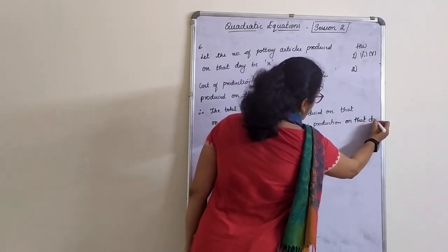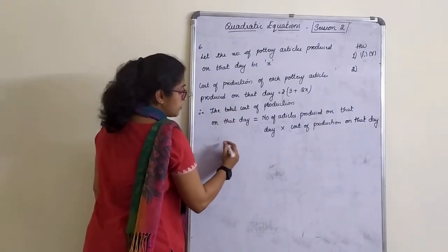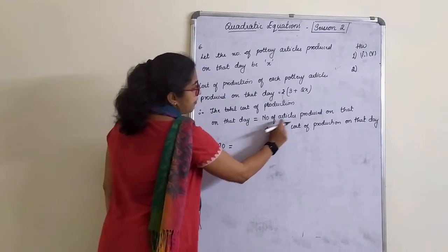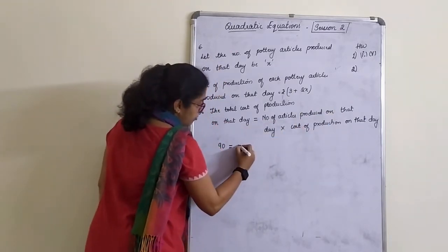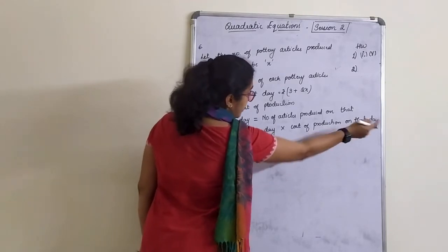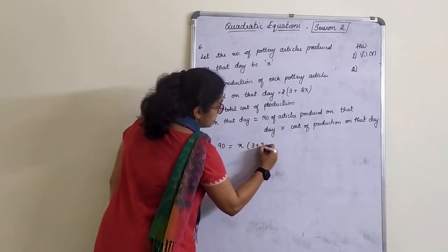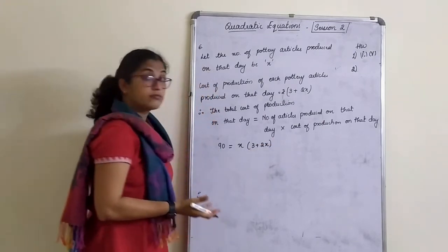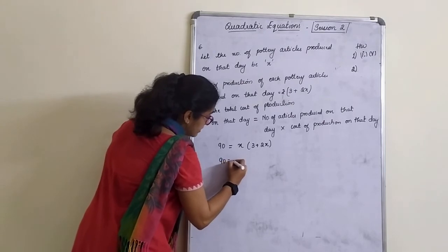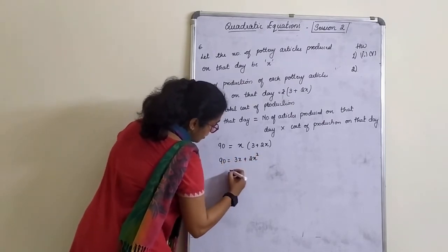They could have mentioned one particular day, that would be fine. Okay. So total cost was how much according to them? 90 is equal to number of articles produced on that day, which were how many? X. Into cost of production on that day, which was how much? It was 3 plus 2x. This is the equation now. Let's frame it. 90 is equal to 3x plus 2x square.